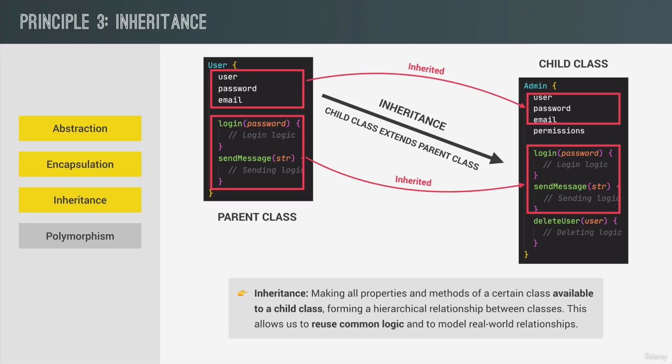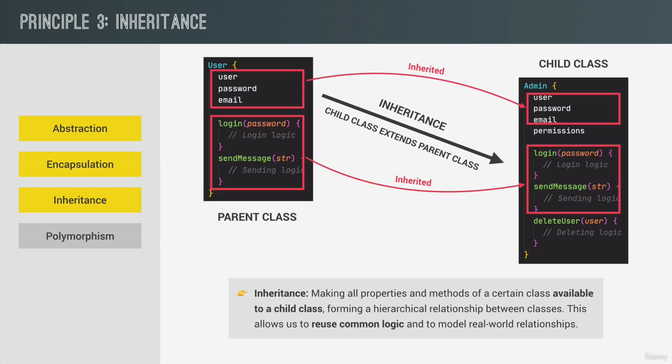And the goal of this is to reuse logic that is common to both of the classes. In this case, both the admin and the user need to log in. And so instead of writing that logic twice, it makes sense to inherit the login method from the more global class, which is the parent class user, to the more specific class, which is the child class admin.